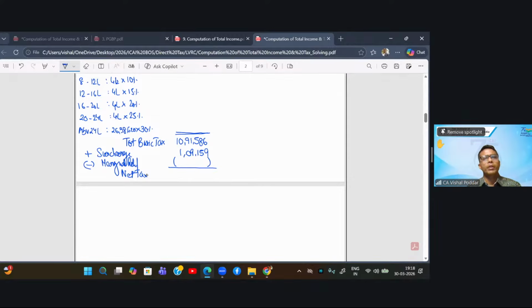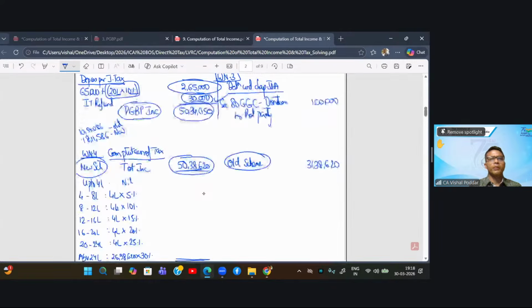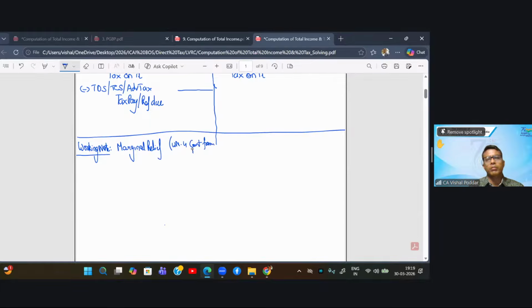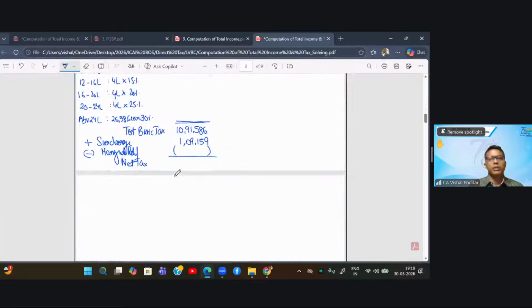Now, whenever there is surcharge, you have to calculate the marginal relief also so that you get your net tax. Correct? Now, what is this working of marginal relief? I'm just showing it here. Marginal relief, working note 4, continue from below. Here I will write working note continued above. Fine.